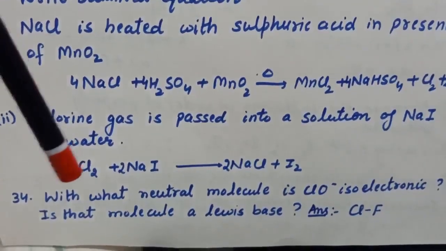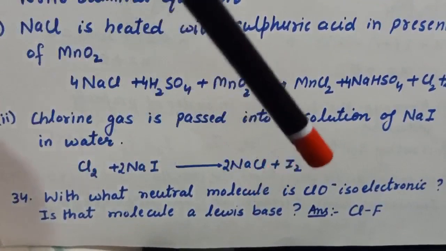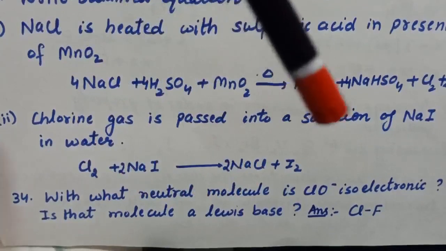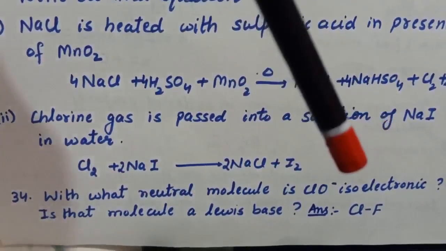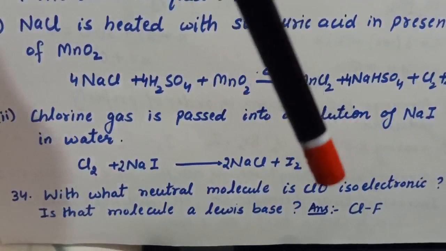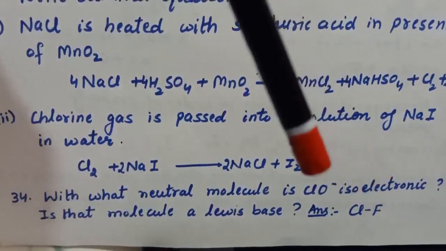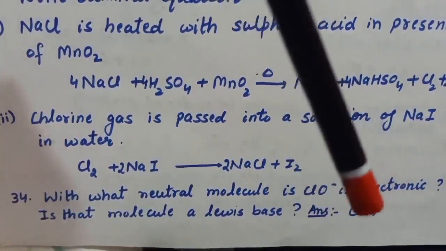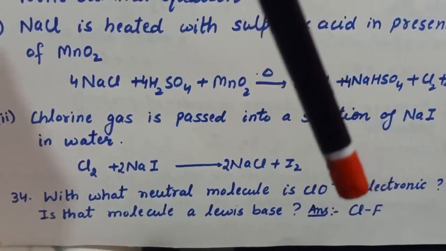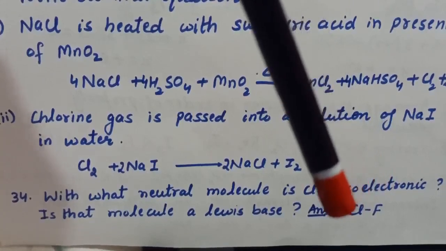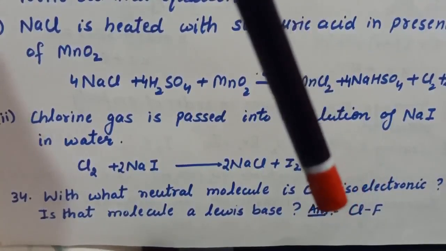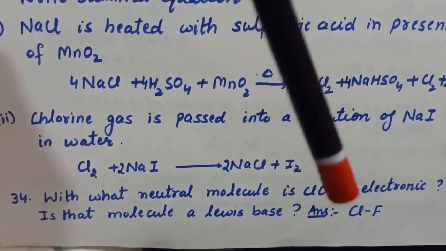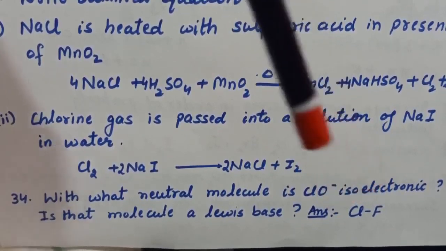Next question is, with what neutral molecule is ClO negative isoelectronic? Is that molecule a Lewis base? Isoelectronic species are those which have the same number of electrons. If we replace O negative with fluorine, since O negative has 9 electrons, this gives the neutral molecule ClF. Here on chlorine we have lone pairs of electrons, which can be used for the formation of ClF3, and that is why this neutral ClF molecule will act as a Lewis base.